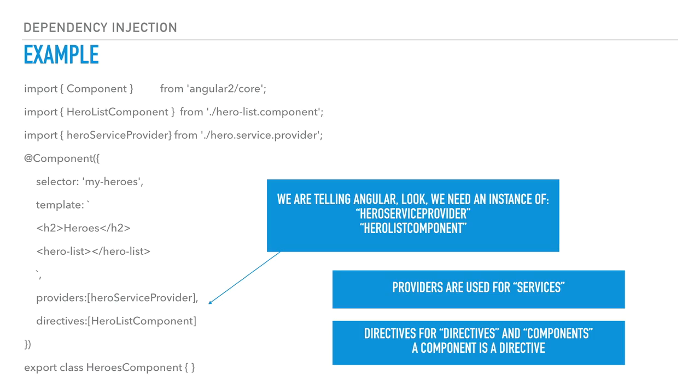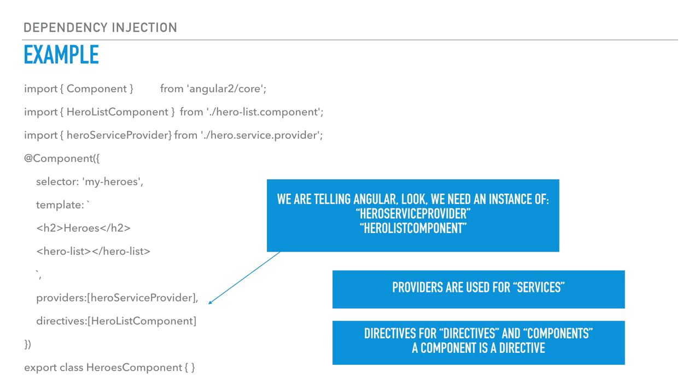Also, we can see that we have an array with directives, and we are telling Angular, look, I need an instance of the hero list component. I will do something with it. So this is a way that dependency injection works in Angular 2.